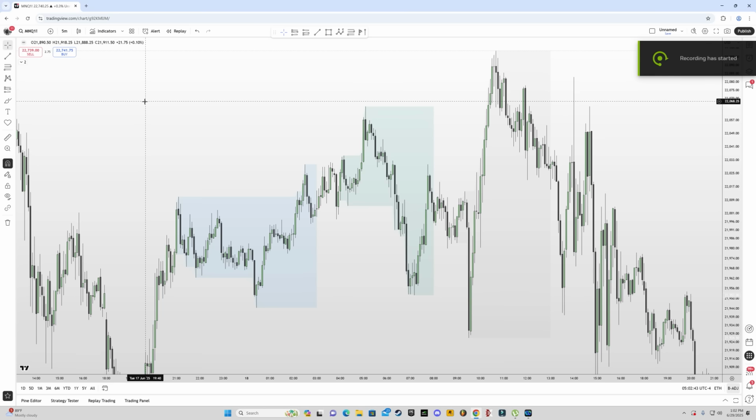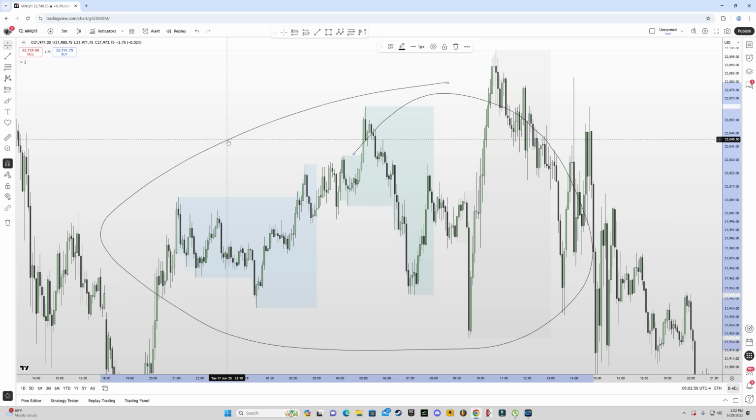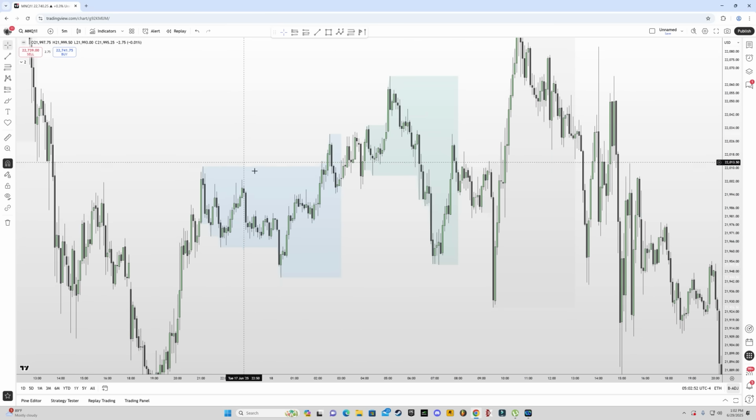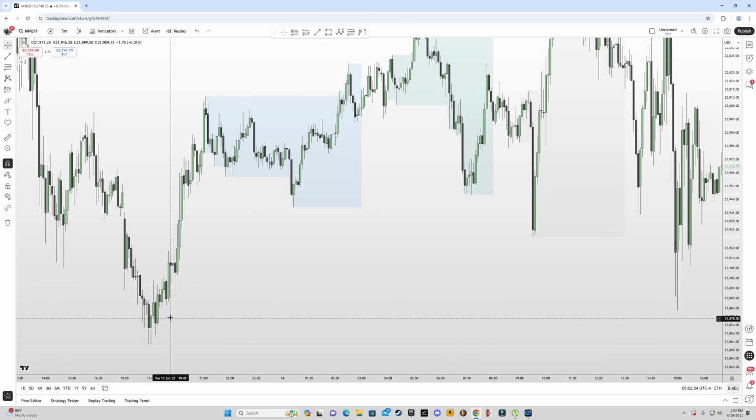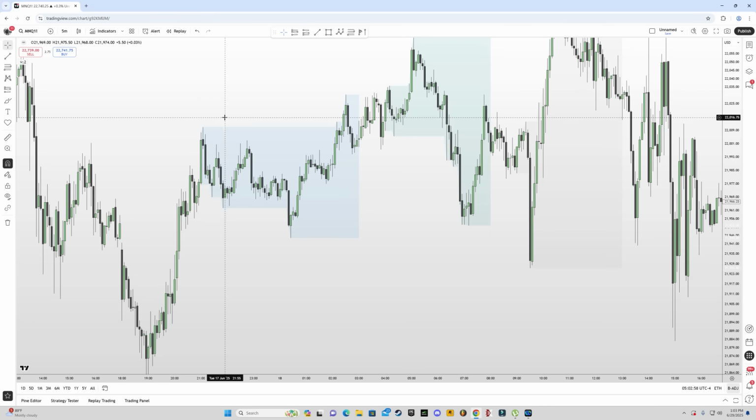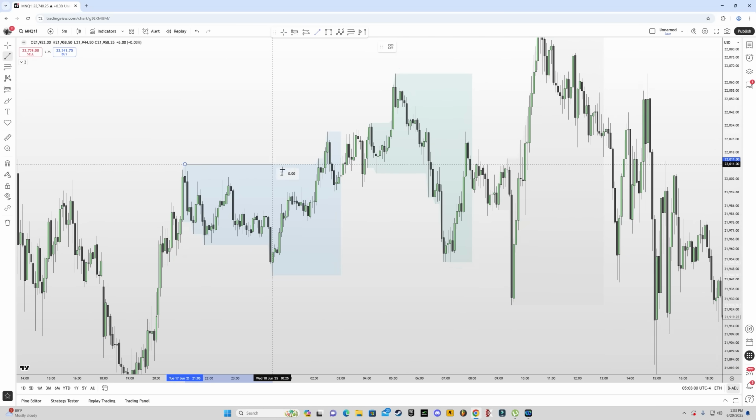All right, so in this example, we have two ranges playing out on the same day. And can you identify the ranges inside this area? Well, let me do it for you. So we have the original move pre-Asia session, right? We have a big push to the upside. So that becomes our range high.